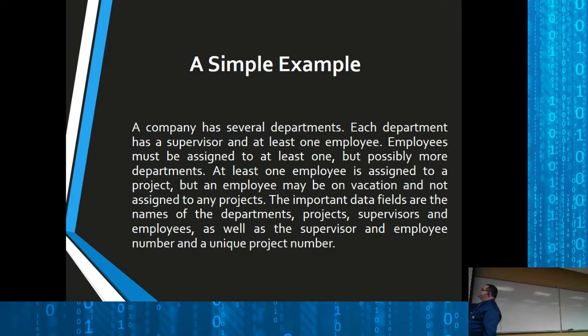A company has several departments. Each department has a supervisor and at least one employee. Employees must be assigned to at least one, but possibly more departments. At least one employee is assigned to a project, but an employee may be on vacation and not assigned to any projects. The important data fields are the names of the departments, projects, supervisors, employees, as well as supervisor and employee number and a unique project number.